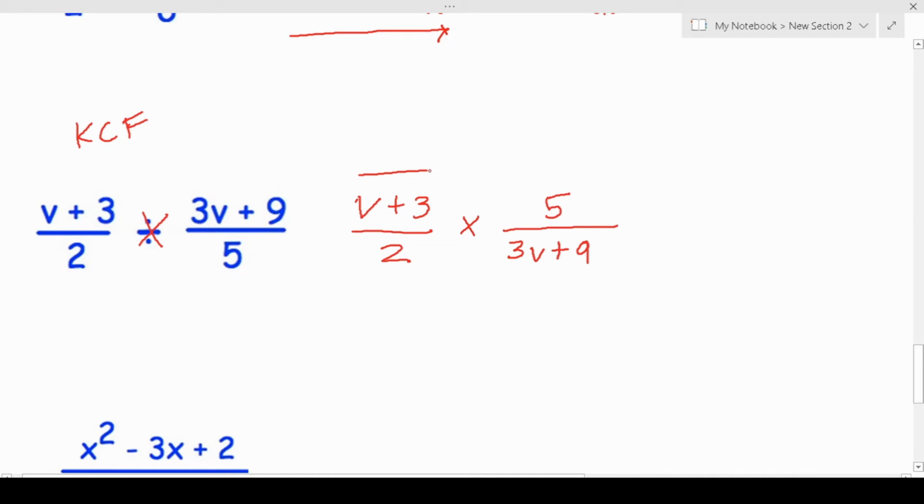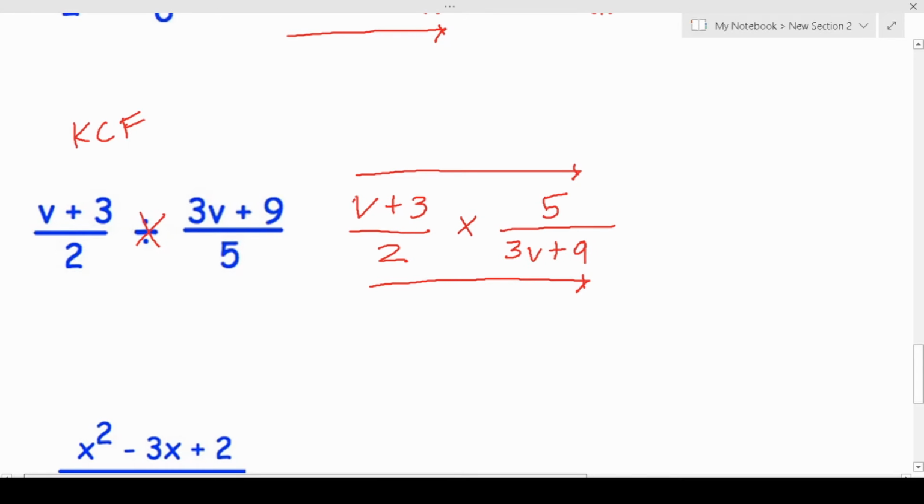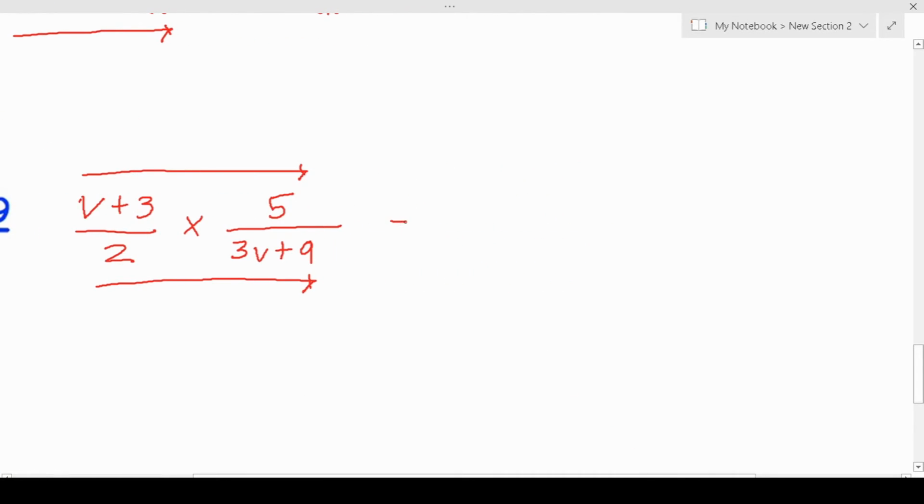Again, now we're just going to multiply straight across. And this is going to become 5 times (v plus 3). And this is going to become 2 times (3v plus 9). That looks like an a, so let me fix that real quick.